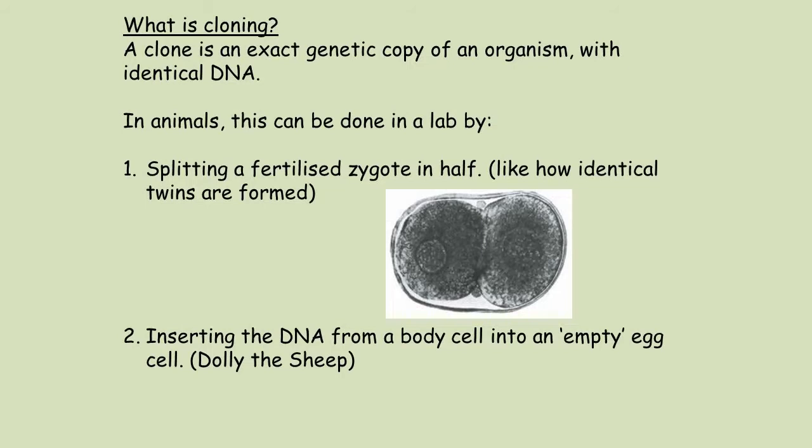The other way of creating a clone in the lab is to take some DNA from a body cell. So you take the DNA out of a cell and then you insert it into an empty egg cell. So you take an egg cell, remove from that the DNA that's already in there, and then you put into that egg cell the DNA from a body cell, and that cell will reproduce by mitosis and then go on to produce a live offspring.